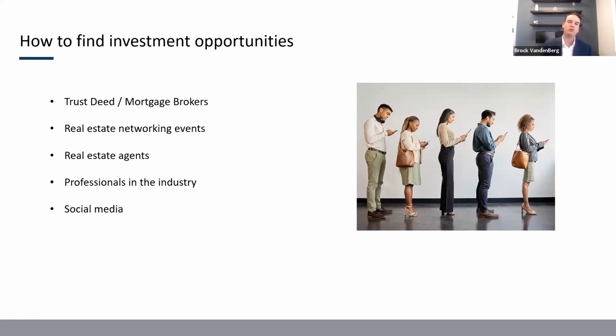Well, number one, the best source is going to be trust deed and mortgage brokers. Google search trust deed mortgage brokers in Boca Raton, Florida, or Austin, Texas, or Seattle, Washington, wherever you are. You're going to have a huge list of potential trust deed brokers. Contact every one of them, at least contact 5. And I want you to ask the following questions.